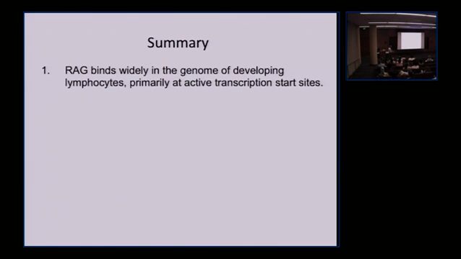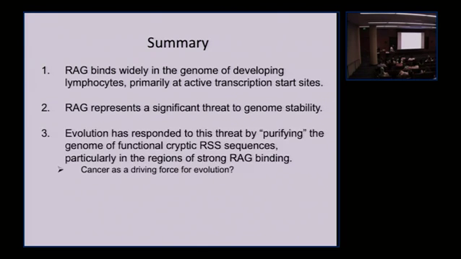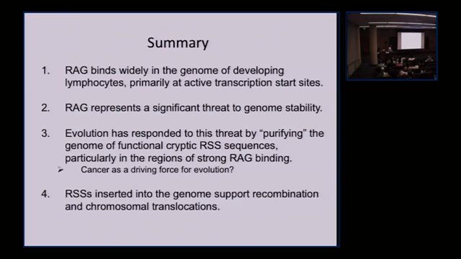So the final message that I'm going to leave you with is RAG binds widely in the genome of developing lymphocytes, primarily at these active transcription start sites. It represents a significant threat to genome stability. Evolution has responded to that threat, we would argue, by essentially purifying, or trying to purify, the genome of threatening or dangerous cryptic recombination signal sequences, particularly in the regions of strong RAG binding. And from an evolutionary point of view, it's interesting to think that maybe, I don't know of many examples of where cancer has been a driving force for evolution, but this might be one of the examples. And finally, we can reverse this. If we put RSSs back in, we can reveal the severe threat that RAG represents.